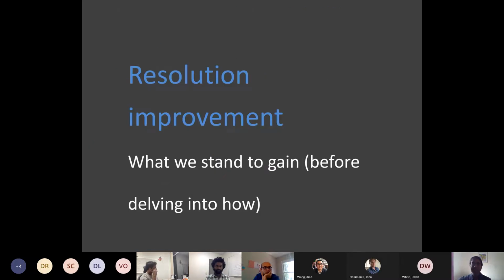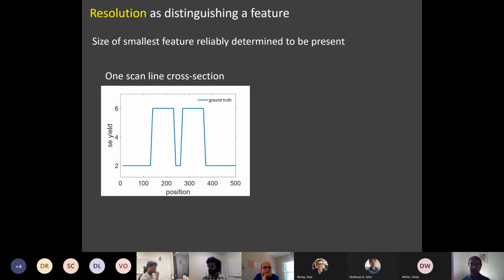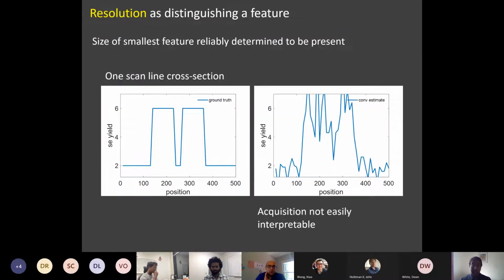Okay, I'm going to push back the math a little bit longer. I want to just spend a couple minutes talking about what we could stand to gain in resolution improvement. So let's define resolution as the smallest feature that can be reliably determined to be present. That's a slightly loose definition, but I'll give one possible interpretation of that in a second. So suppose that what I've shown on this graph is one line of a micrograph plotted as a function of position. A single short scan might give a result that's not easily interpretable. Right? There's noise at every pixel, and it isn't clear whether one should think there really is this dip feature present at around position 250.